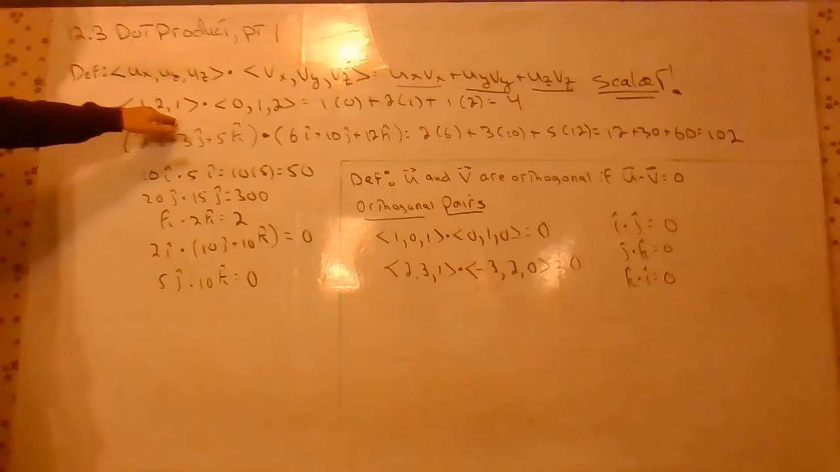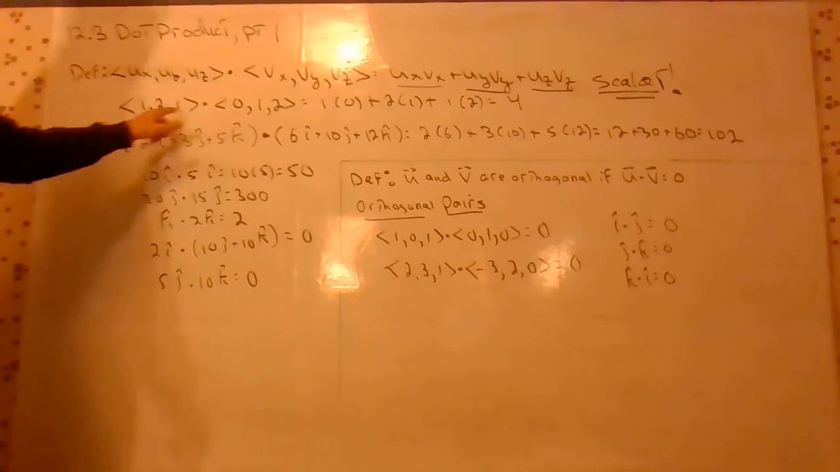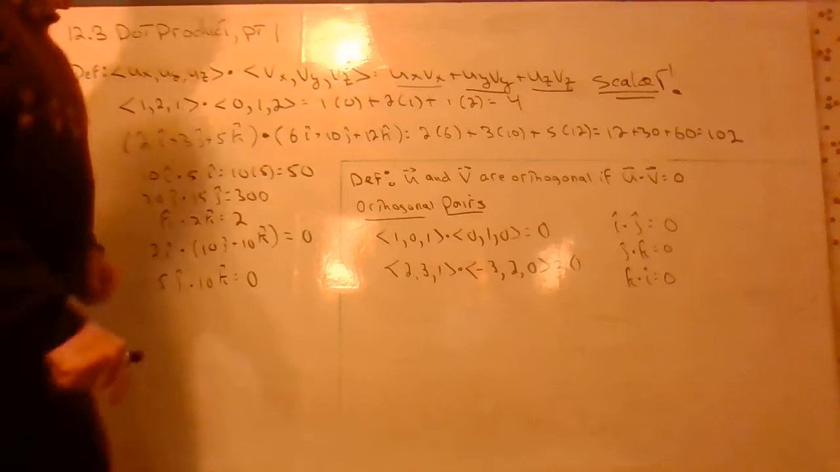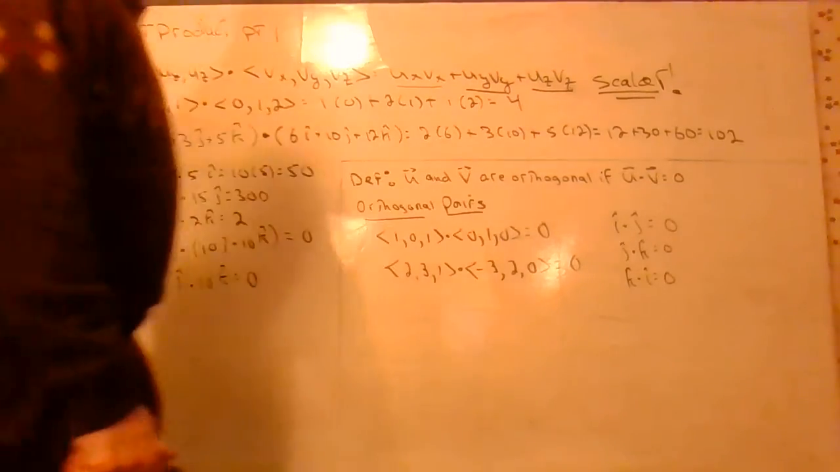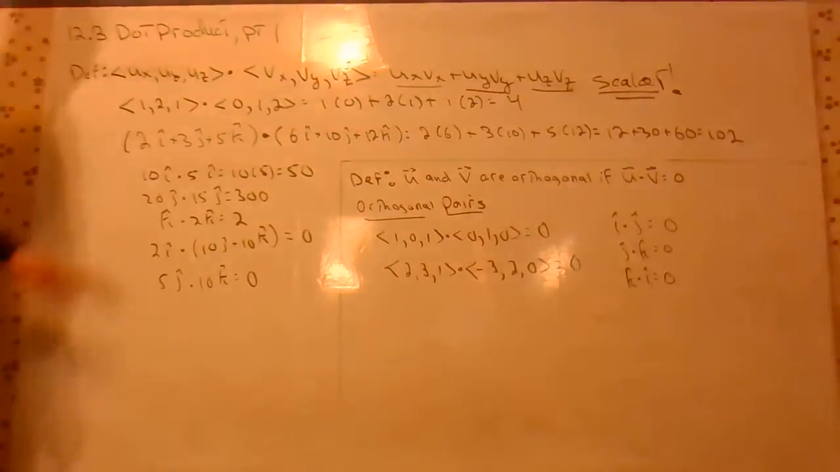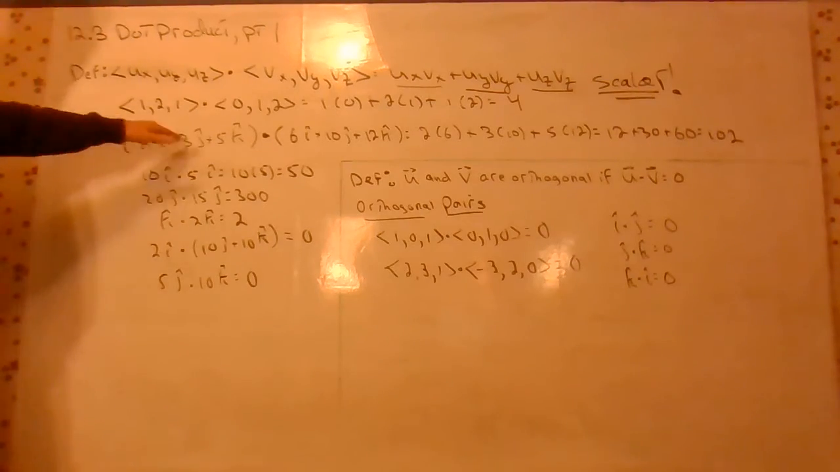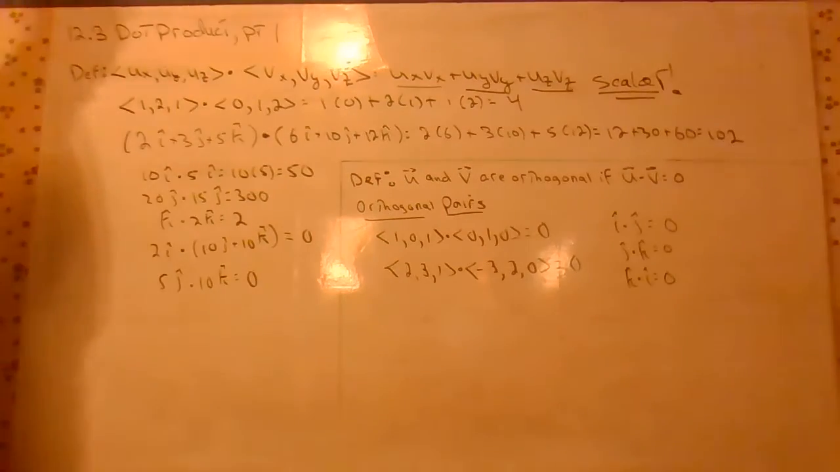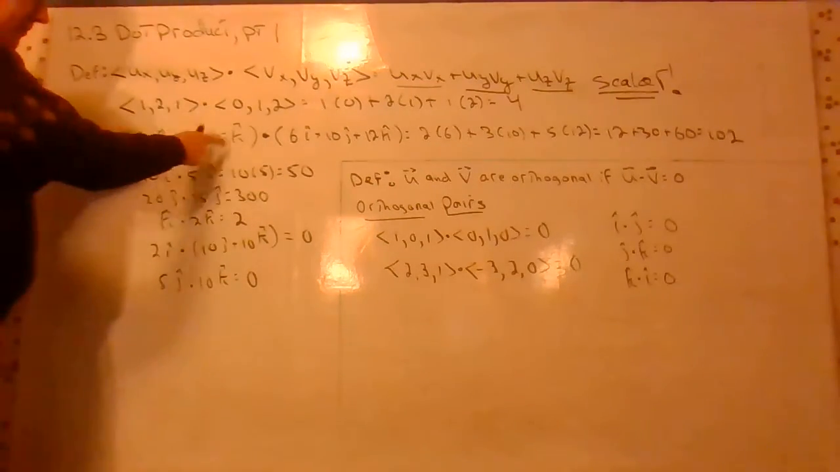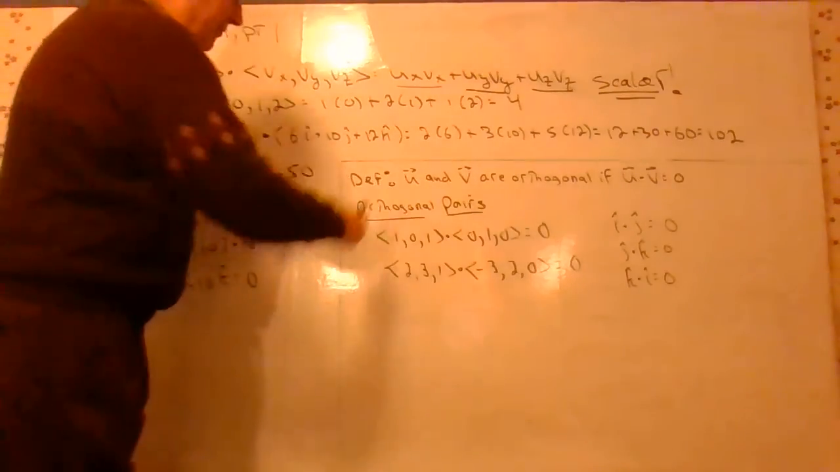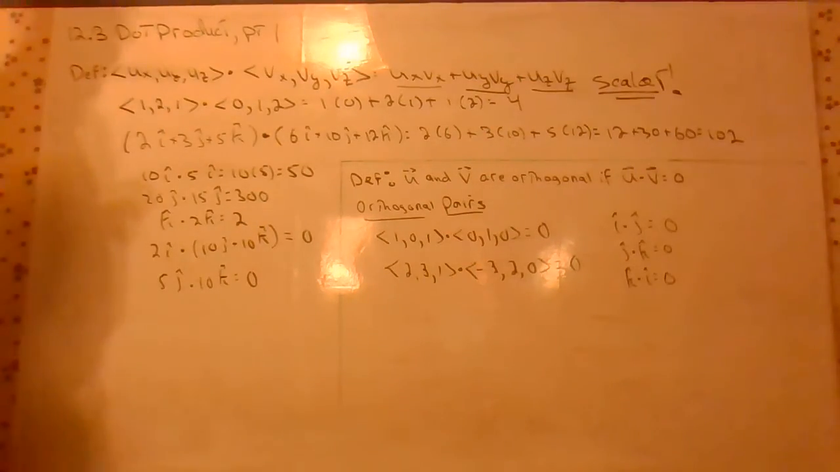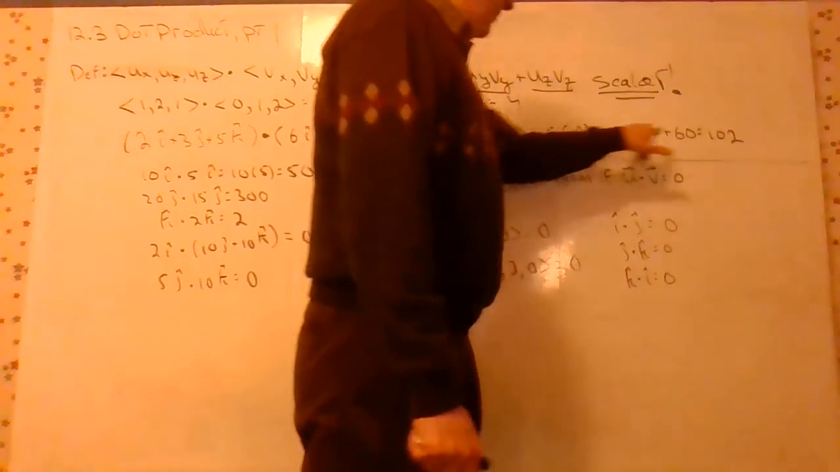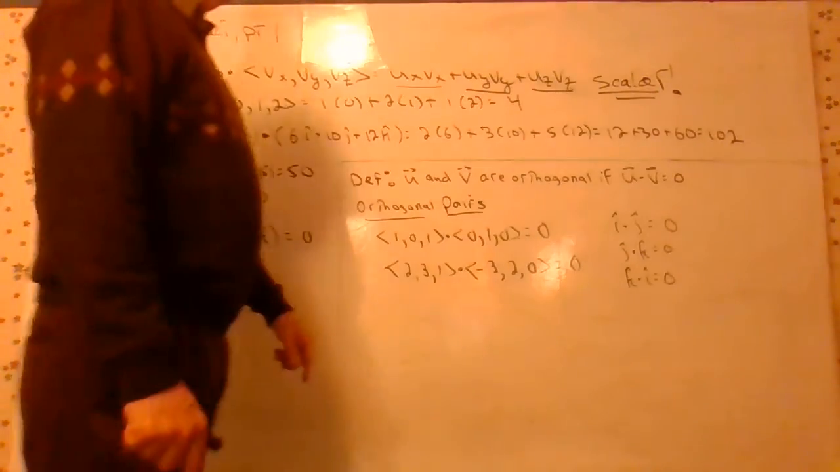So for instance, <1, 2, 1> dot <0, 1, 2> gives you 1 times 0 plus 2 times 1 plus 1 times 2, which adds up to 4. Of course, we can have ijk notation: 2i + 3j + 5k dot 6i + 12j + 10k. That's the same as <2, 3, 5> dot <6, 10, 12>. We multiply and end up with 12 plus 30 plus 60, which is 102.